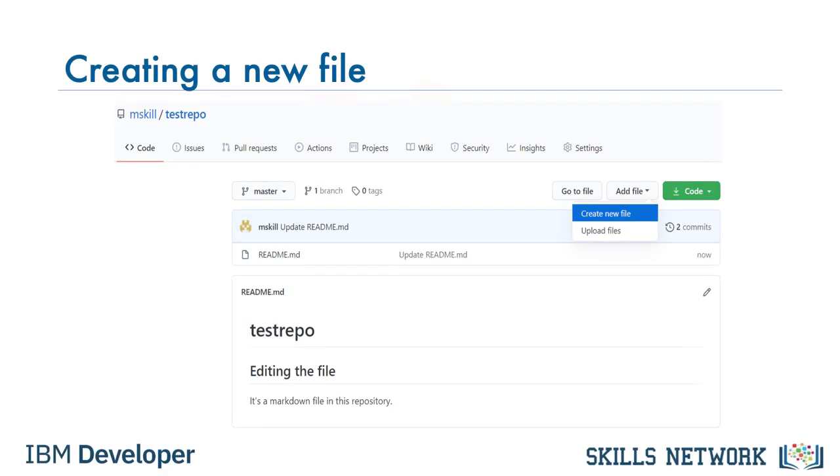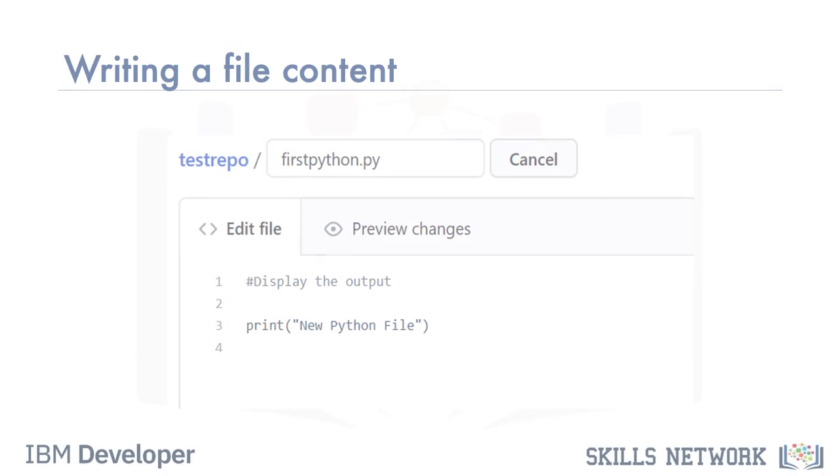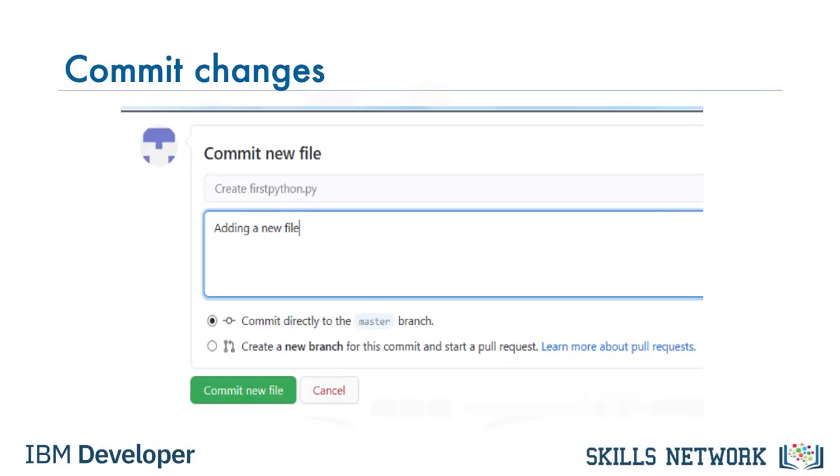Let's learn how to create a new file using the built-in web editor provided by GitHub, which runs in the browser. Click Add File, then click Create New File to create the new file. To create a Python file called firstpython.py, first provide the file name. Next, add a comment that describes your code, then add the code. Once finished, commit the change to the repository.